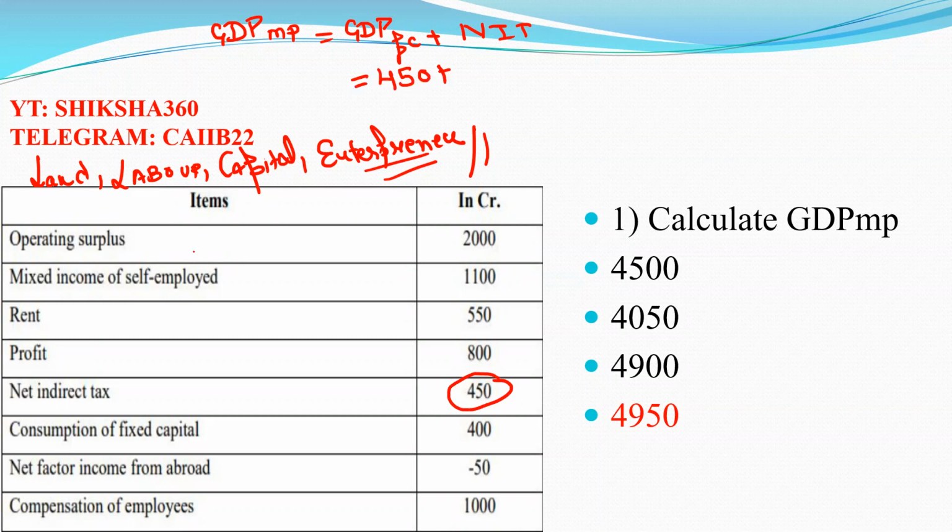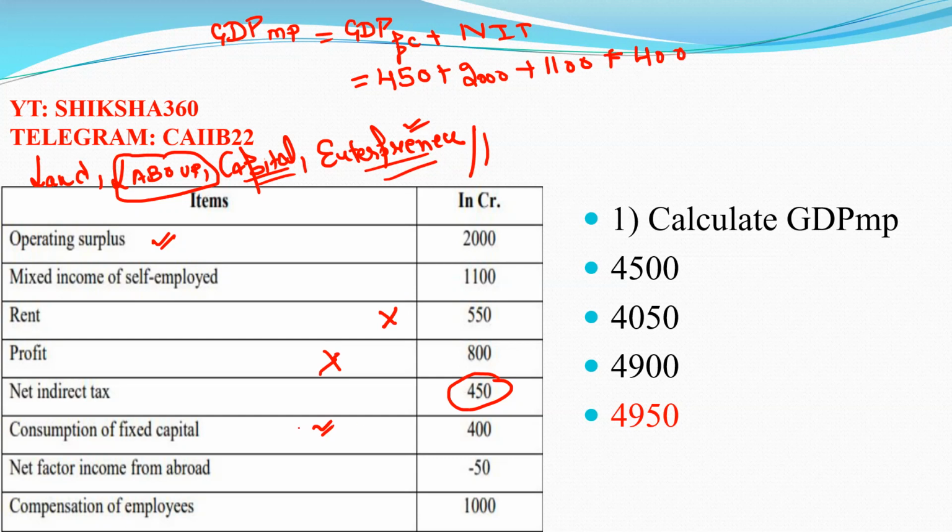Next, operating surplus is to be added. Yes, this also comes to the company, so we add it. Mixed income of the self-employed, yes, we will include this. Next, rent we are not including here. Profit we are not including here. Consumption of fixed capital, this is capital, so we also have to include it here.